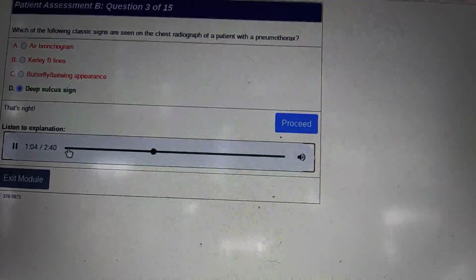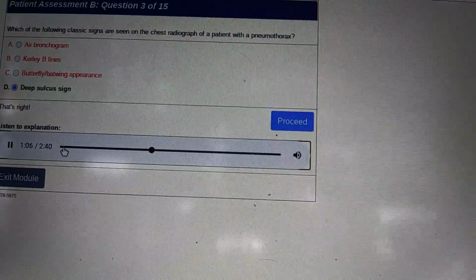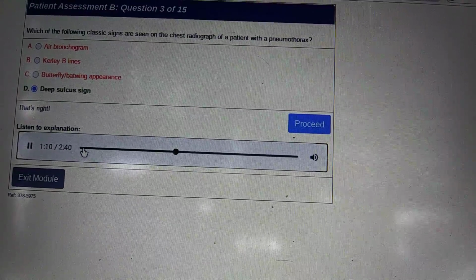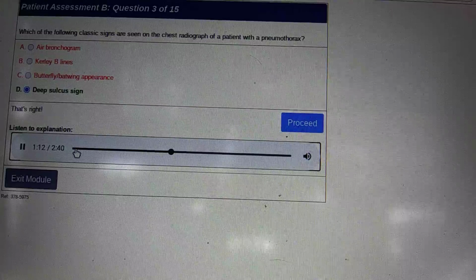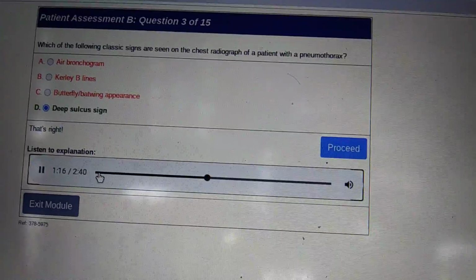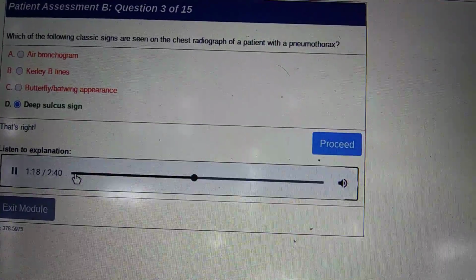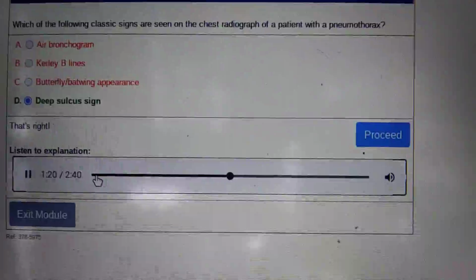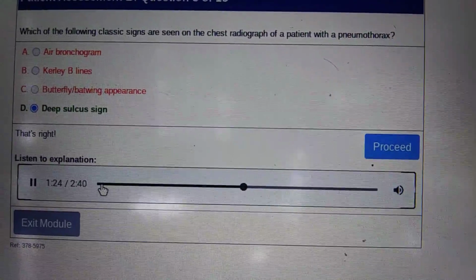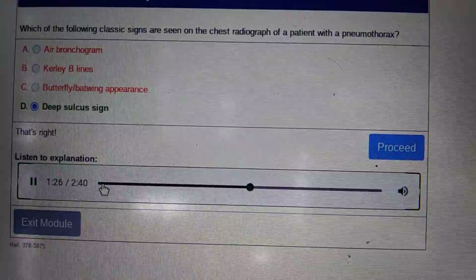We use that to try to identify bronchiectasis. But an air bronchogram simply means the bronchus are sticking out because they contain air, while everything else around them is full of fluid. And so that would be pneumonia. So we associate air bronchogram with pneumonia. Curly B lines you should associate with pulmonary edema. That's just a straightforward connection that you should make.